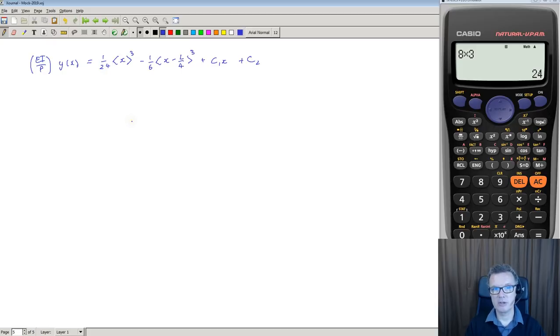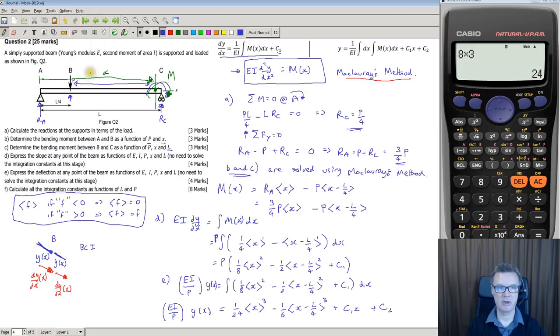So what boundary conditions do we have for using the Macaulay method? Well, the only boundary conditions we have can be applied to the final equation that you've got here, which is your deflection. So what do you know about your boundary conditions for your deflection? Well, I know that when y is at 0, we've got no deflection. So I imagine that we're going to get some deflection like this.